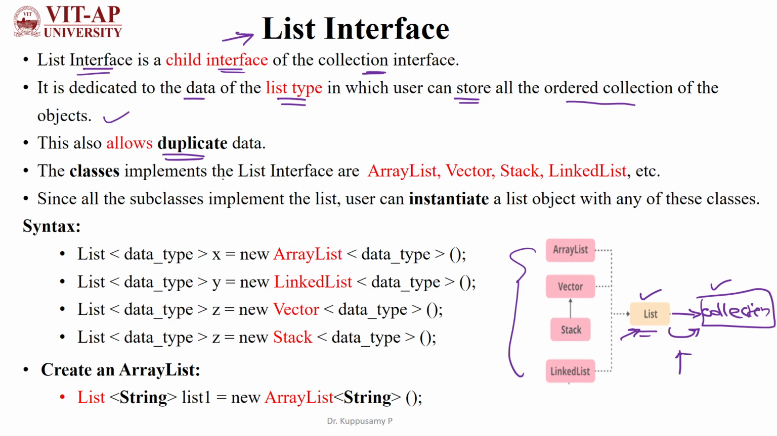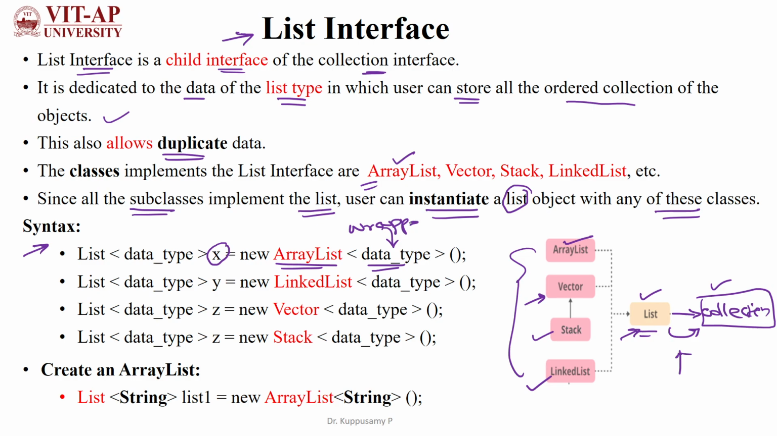The classes implementing the list interface are the ArrayList class, the Vector class, the Stack class, the LinkedList class, etc. All these subclasses can implement the list, so the user can instantiate the object for a given list with any one of these classes. Here I am giving the syntax to create the object x with the ArrayList class. Here we have to mention the data type. This data type is a wrapper class data type, not a primitive data type.